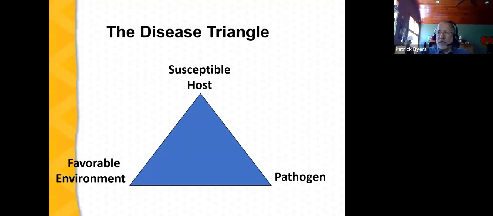The pathogen is widespread. It's found wherever peach trees are grown, but there are also wild plants that can be hosts for this particular pathogen. So it's likely that the pathogen is somewhere in the vicinity of the susceptible host. Now, with these two points in place, all we need is a favorable environment for the disease to develop.